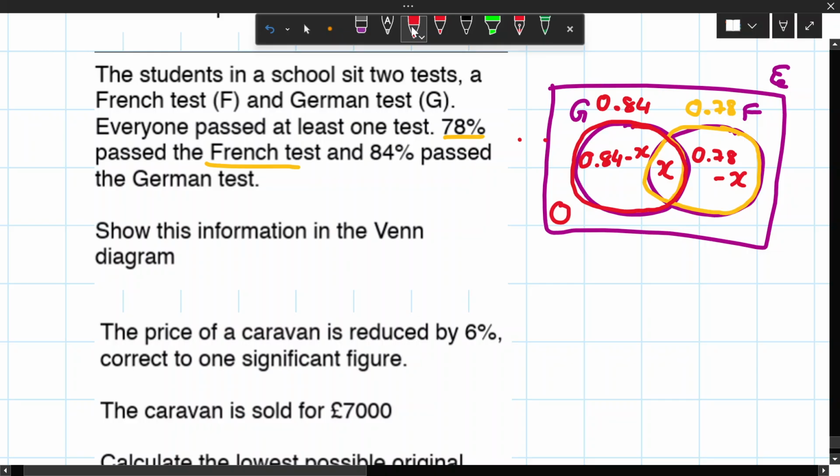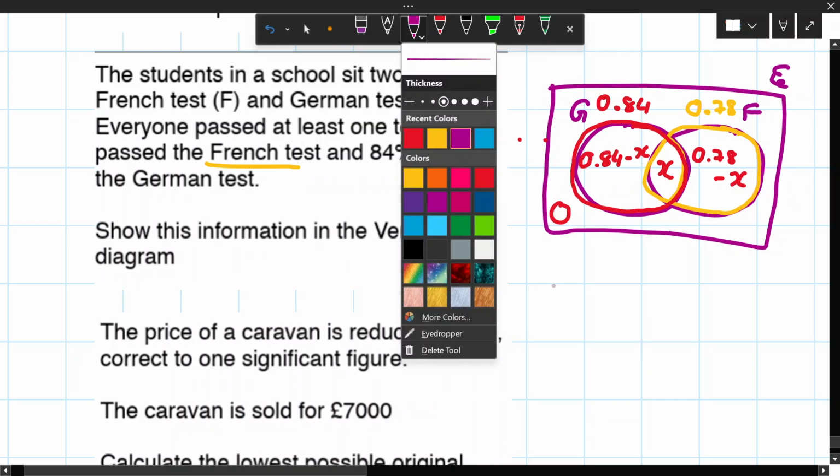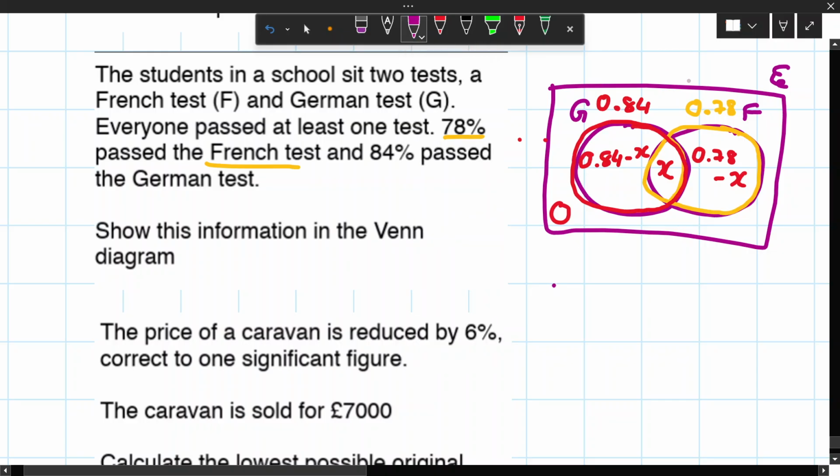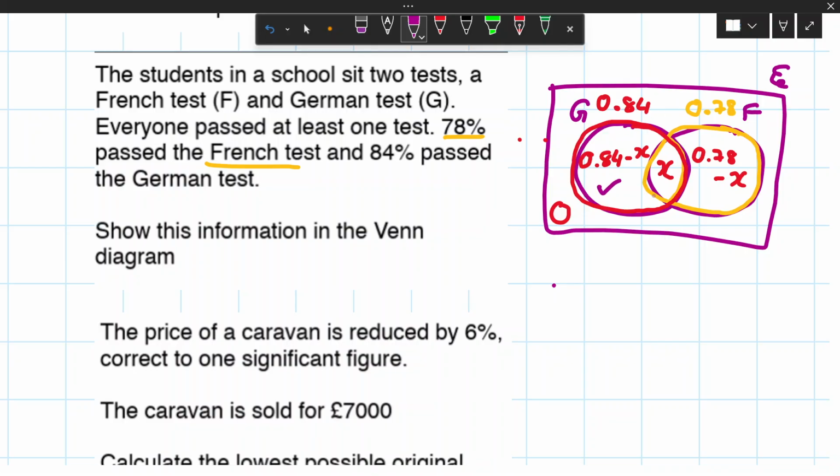And because we're doing this in percentages, we know all the percentages would add up to 1, a whole, because we're doing it in decimals. So I can say, if I add the first piece, second piece, the third, and the last one, I should be getting 1 or 100%. So I have 0.84 minus the X, then add the centerpiece, which is the X, and then add the last, that's 0.78, take away X, and then what's on the outside is a 0. If I add everything, I would get 1.